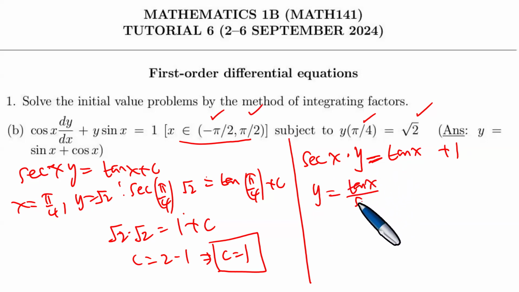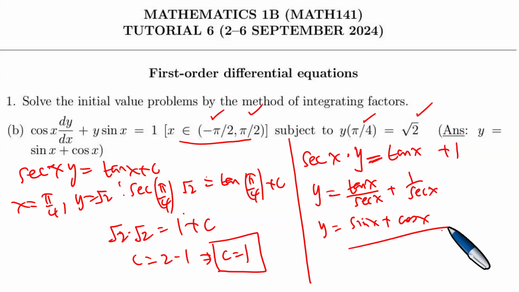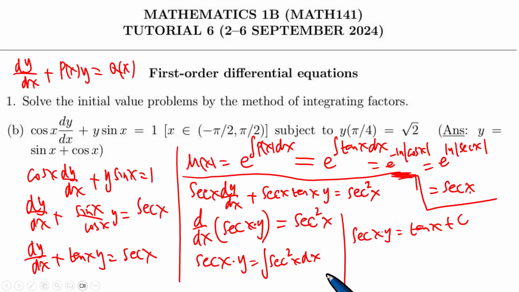So now you can divide tan x by the sec x, which is 1 over sec x. Sine over cosine, this is sine. The secant is 1 over cosine, so this is cosine x, which is exactly this answer. So that is what we've done when we solved this particular problem.